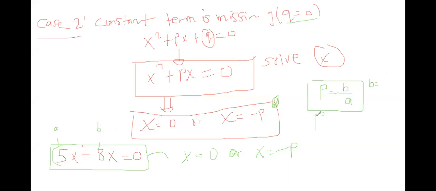So p will be, what is our b? 8 over 5. So the solution will be x equals 0, or x equals minus p, and p is 8 over 5. So this is our solution.